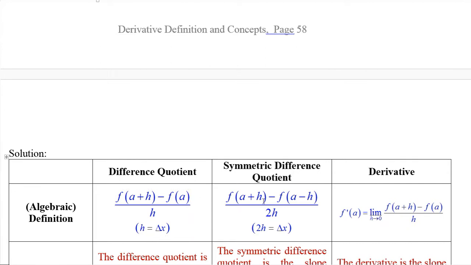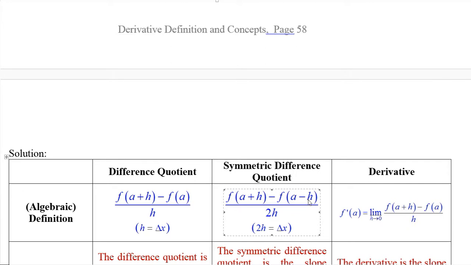Now we can do the symmetric difference quotient. The symmetric difference quotient is also similar. It's also a delta y over delta x, just like the difference quotient was. This time, 2h is delta x, so the denominator is 2h, and the numerator is our delta y or delta f, which is f(a+h) - f(a-h).